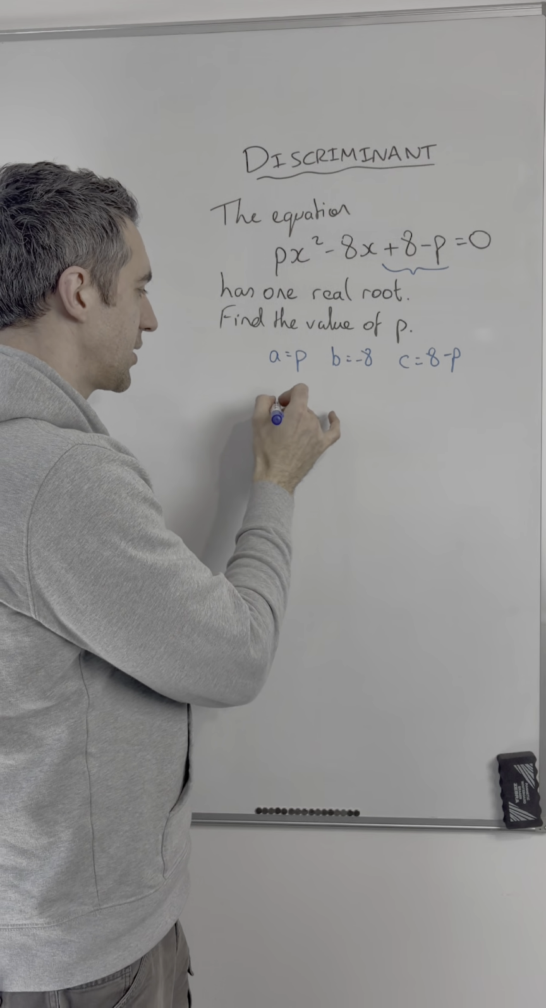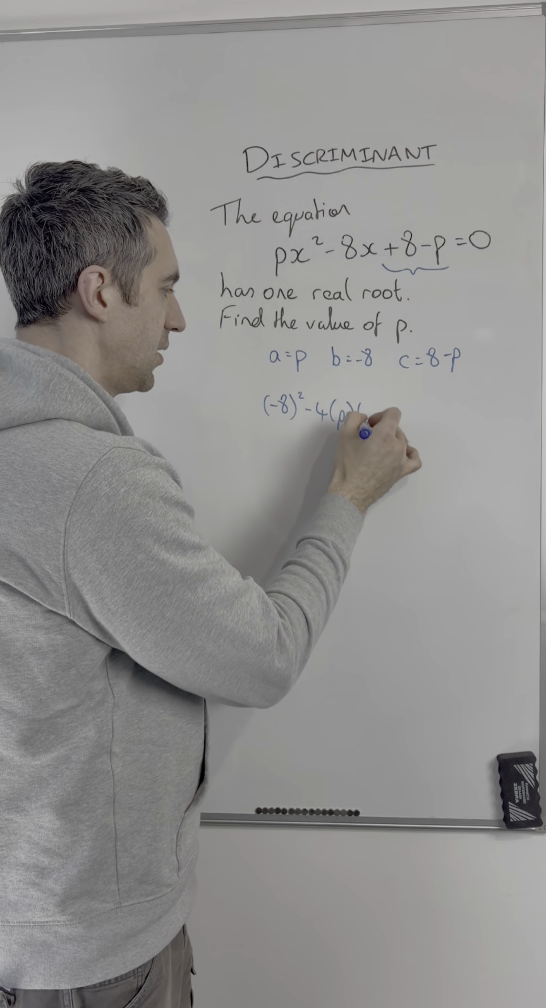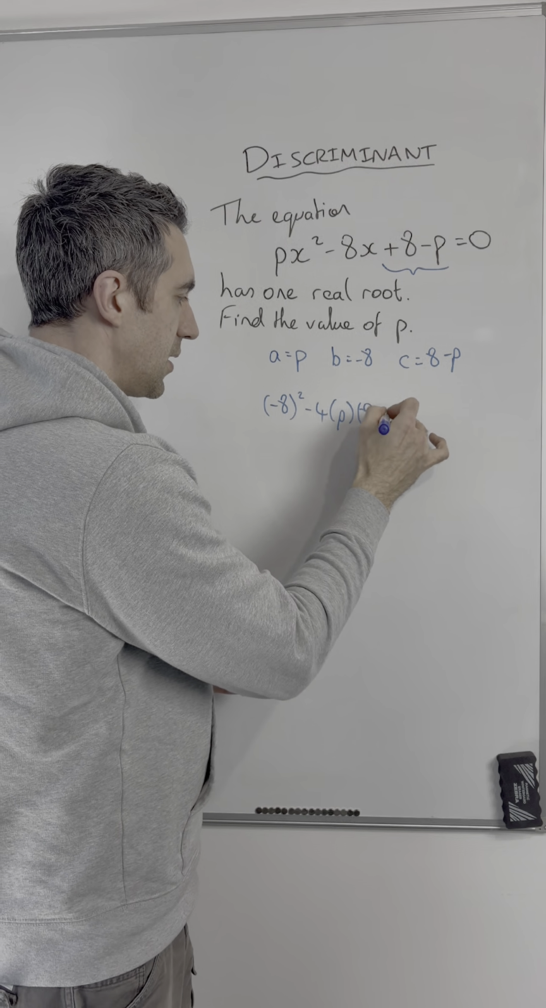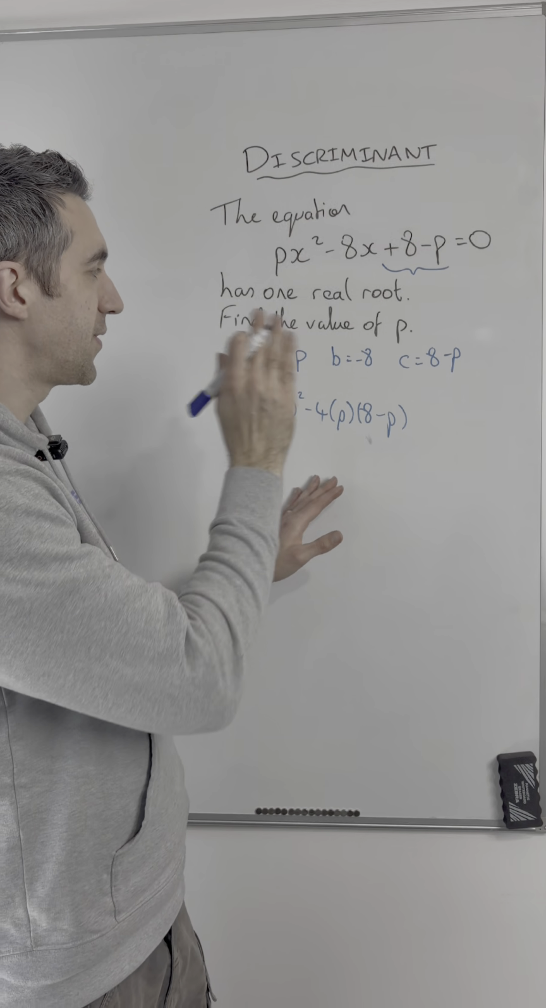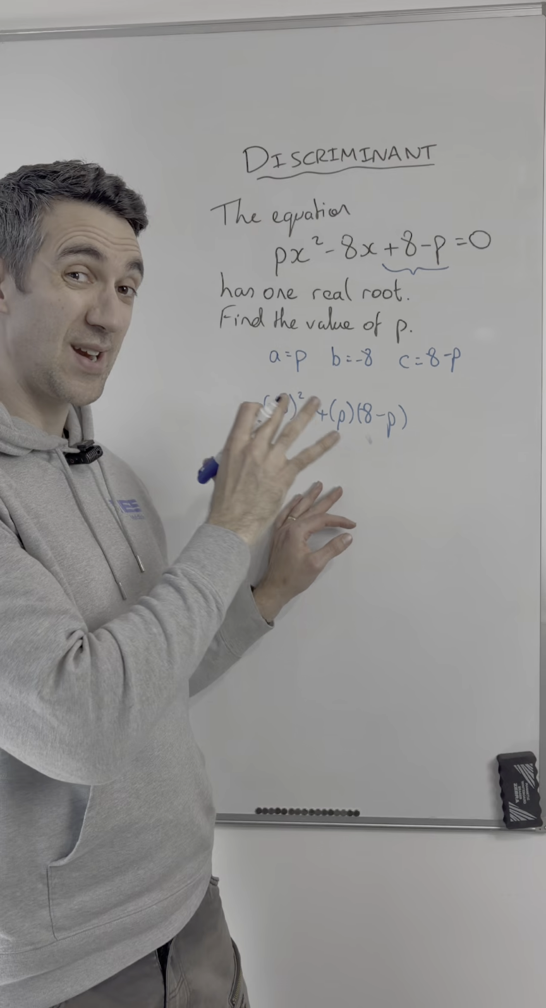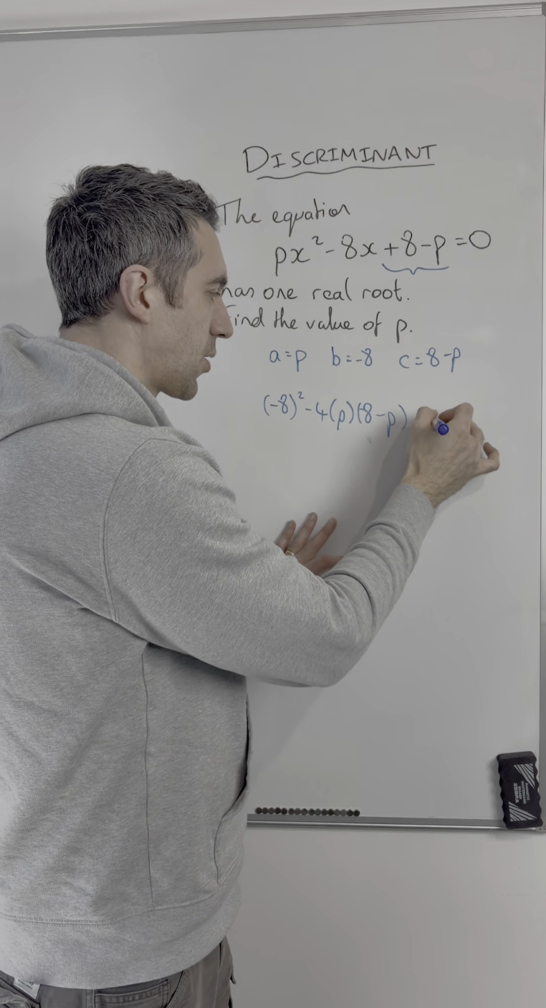So now I've done that, I can say minus 8 squared minus 4 times a times c. And now I'm saying if that has to have one real root, if that's what my condition for my equation actually is, then I want my discriminant to equal 0.